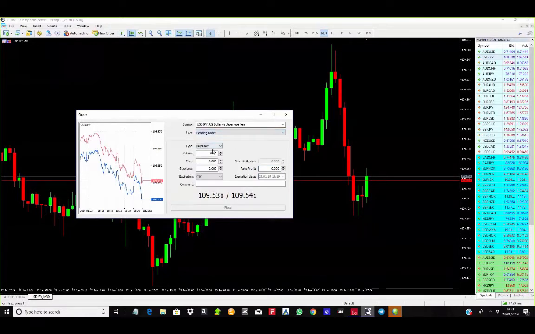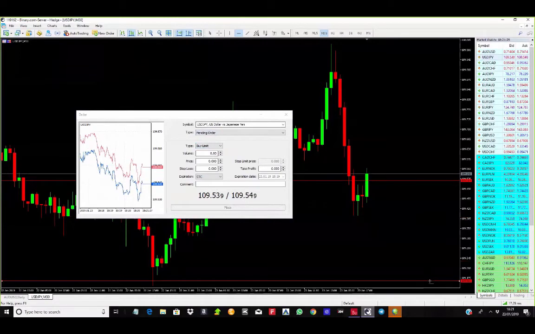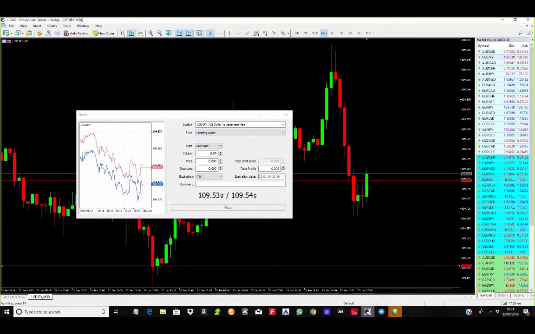The other option here is like a limit order. So for example, a buy limit order, if I felt like the price was going to go lower, but I'm going to be around the screens, and I wanted to, for example, buy at 109, I could set the price here.